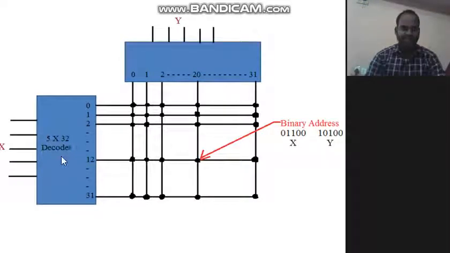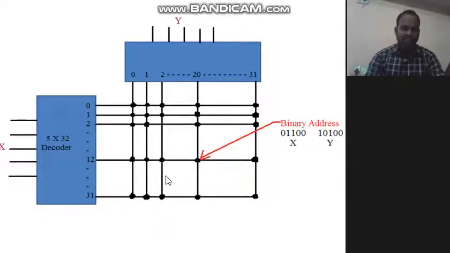This is a 5 into 32 decoder. The 5 inputs give 32 outputs, 0 to 31. These are the output lines of this decoder. The y dimensional decoder again has 5 inputs and 32 outputs, 0 to 31. These lines are the 32 outputs of the y dimensional decoder, and these are the outputs of the x dimensional decoder.